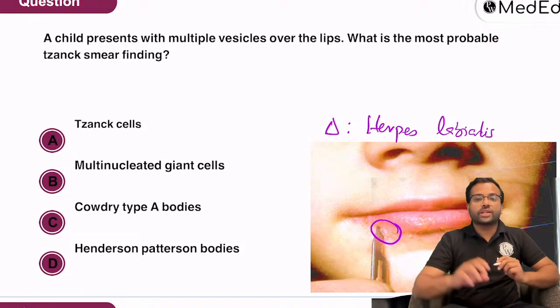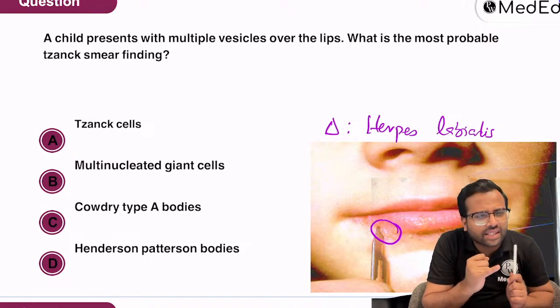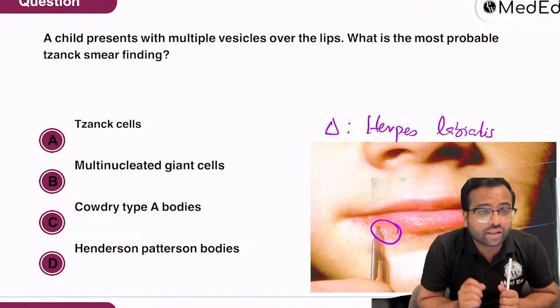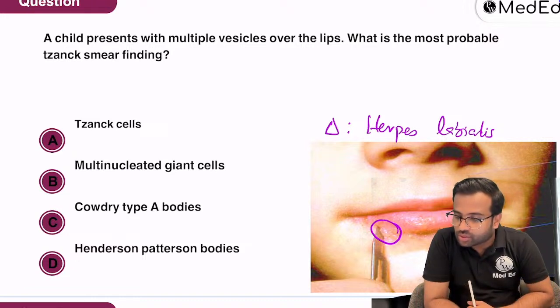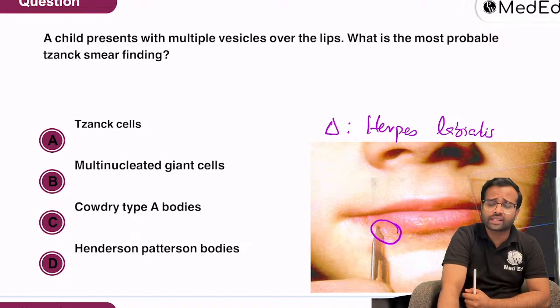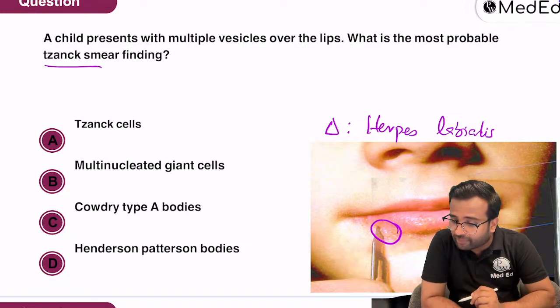So once the patient is having herpes labialis, which is caused due to herpes simplex virus, can we see a Tzanck cell? Can we see a multinucleated giant cell? Can we see Cowdry type A bodies or Henderson-Paterson bodies? So yes, all of you are telling it as herpes. But tell me, what is the Tzanck smear finding?